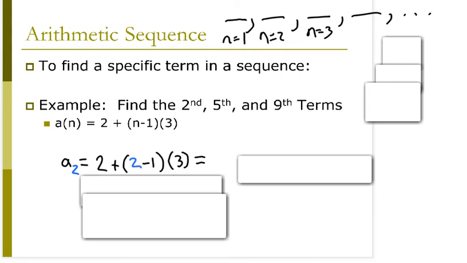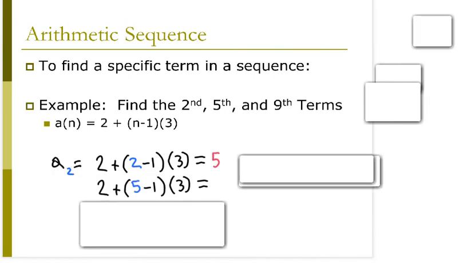For the fifth number, a sub 5 is going to be equal to this expression here. 5 minus 1 is 4, 4 times 3 is 12, and 12 plus 2 is 14.